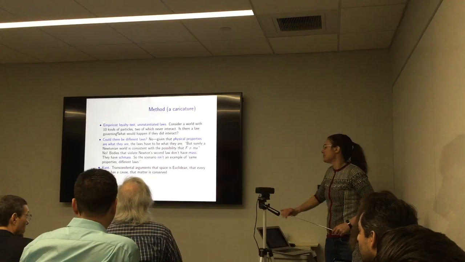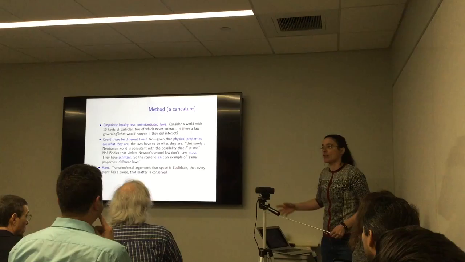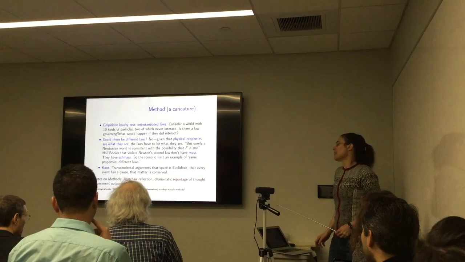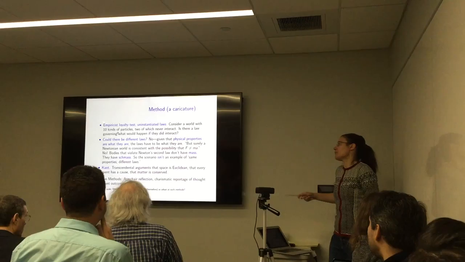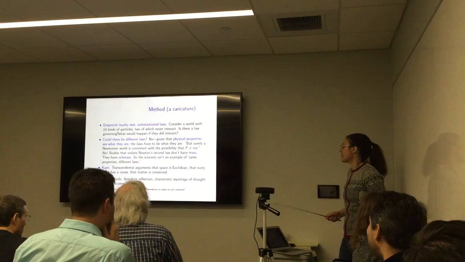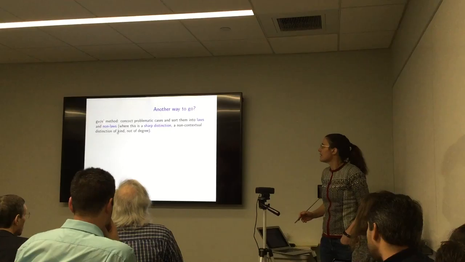And Kant famously gave a series of considerations based on his conception of what it takes for experience to be possible that issued in conclusions like space is Euclidean, every event has a cause, matter is conserved. These things should be laws. So what are the philosophical methods? They're sort of armchair reflection, sometimes armchair reflection issuing in principles that the subsequent history of physics overturns, and reporting on the outcomes of thought experiments in a compelling and persuasive way. But another way to get at the question of laws, the garden variety philosopher's method, is to concoct problematic cases and sort them into things that are laws and things that aren't laws.